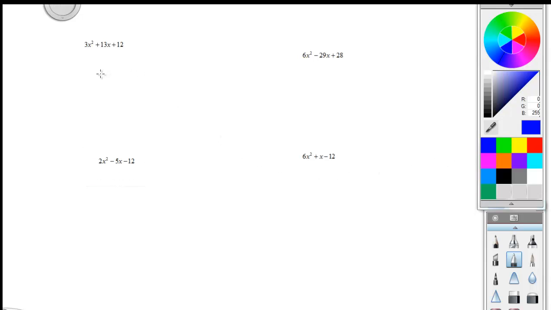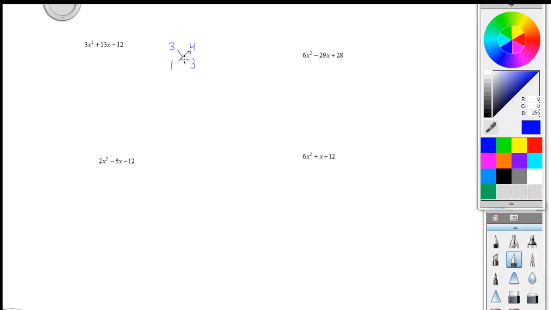This is a shortcut method for factoring quadratic trinomials. So the concept is that you take the coefficient of a and factor it. In this case a is 3, so my only factor choices are 3 and 1. And the factor choices of 12 are 4 and 3, possibly. That's one choice. And then I check to see if the diagonals do what I need them to do.